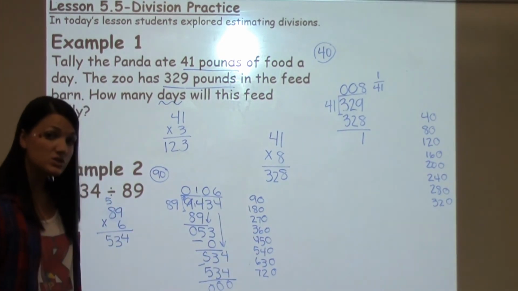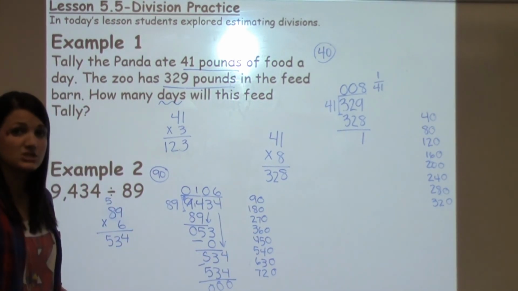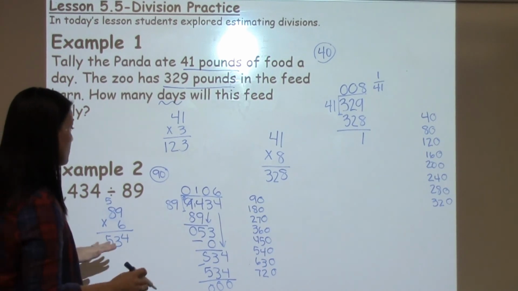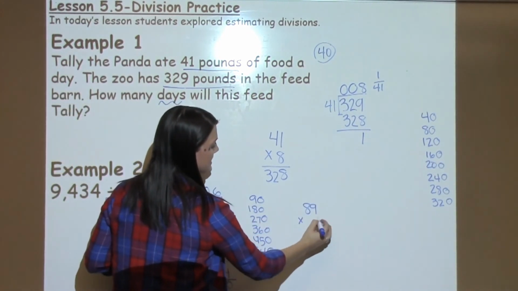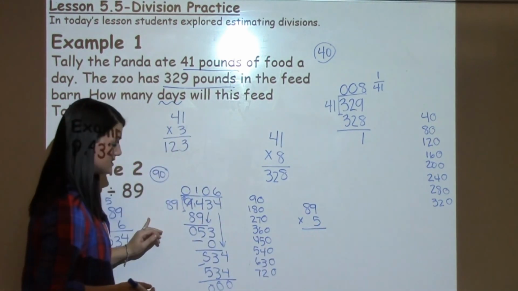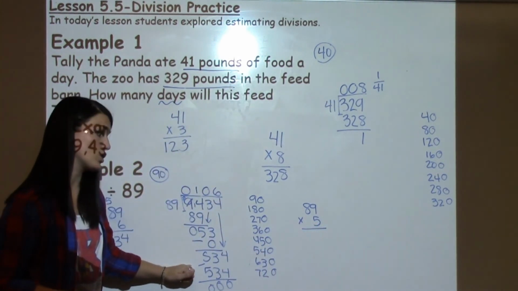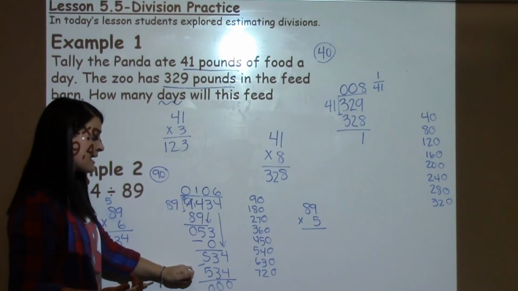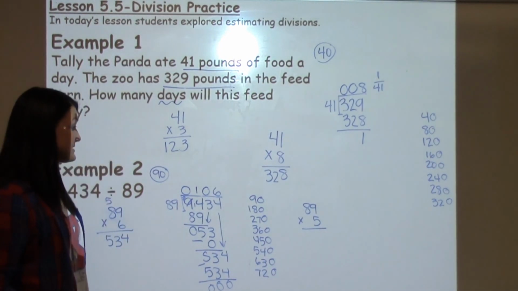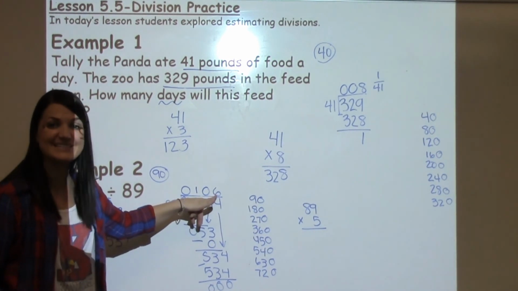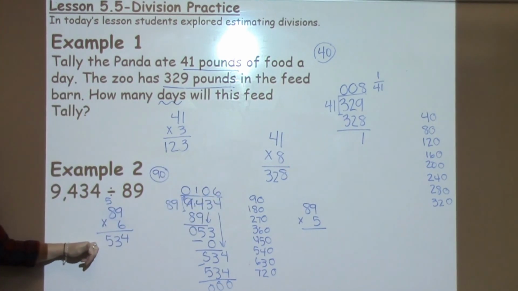Now, if your student does not use the estimation strategy and this does not make sense to them, what strategy they might use is just a guess and check method, and that's okay. They will get the right answer. Maybe they think, well, I'm going to try 89 times 5 at first to see how close I can get to 534. When they do 89 times 5, they're going to see that they need to go a little bit higher. Maybe the next thing they'll try is 89 times 6, and then they'll see that they got exactly what they need.